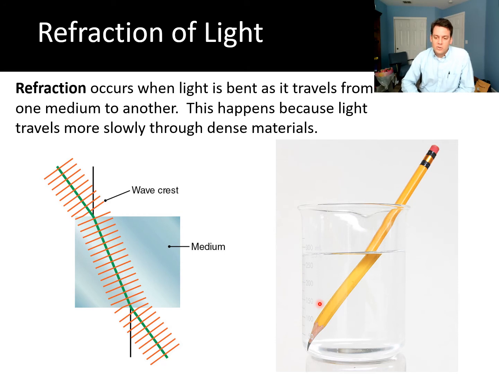And so we can spend more time talking about that particular phenomenon, but the basic mechanism is just what I've said. When any waves, and for us light, change media, move from one material to another, they will bend. And they will bend by a specific amount that we can calculate.